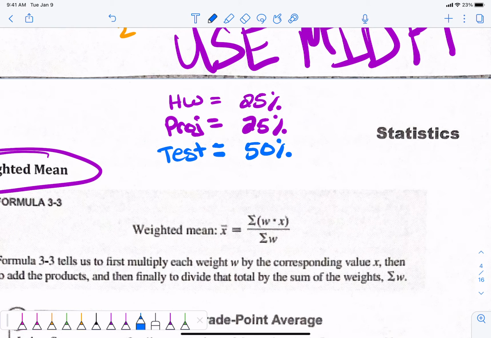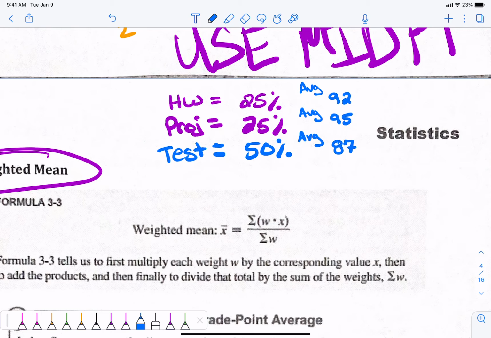Let's say all of your homework grades average together. Your average homework grade is a 92. That's the average of all of the homework grades together. The average project grade that you have out of the 3 packets that we've done, let's say that that's a 95. And we have had 2 tests, and the average of those 2 tests, let's say, is an 87.